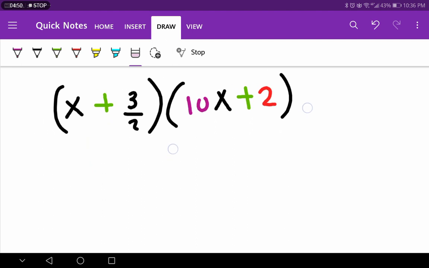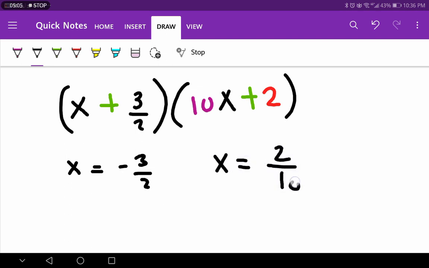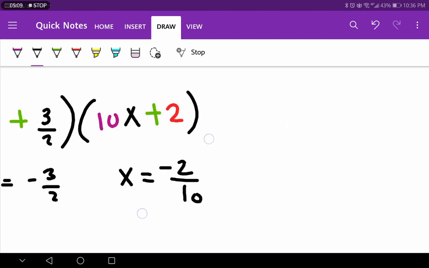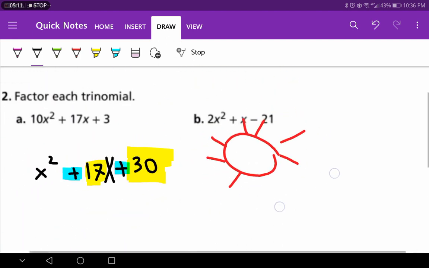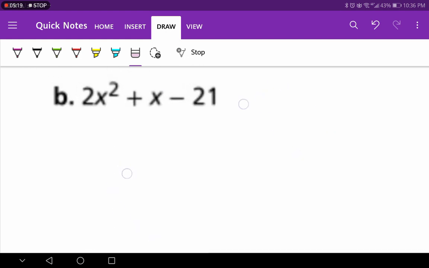Beautiful. Now, if you ask me to find the roots or the x-intercepts here, you just do like this. x equals negative 3 over 2, and here x equals negative 2 over 10. Yes, that's all. Let us move to the second question here. Let me erase everything here and come back to the second question.